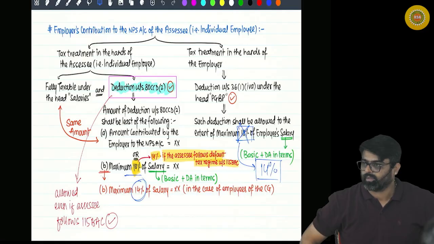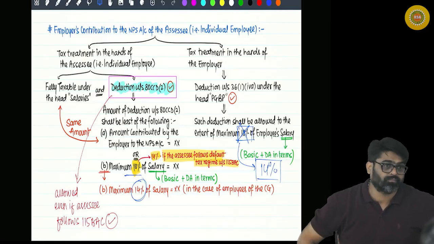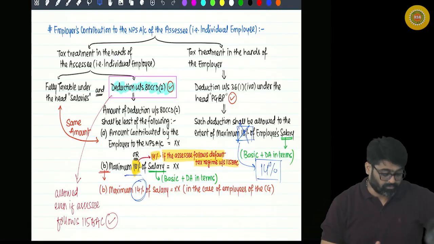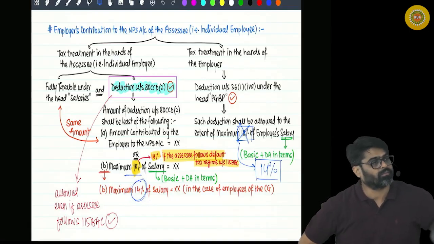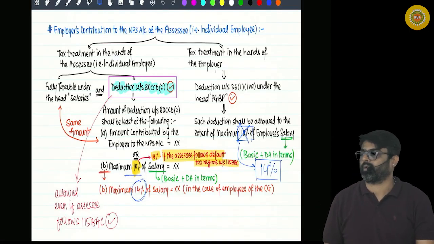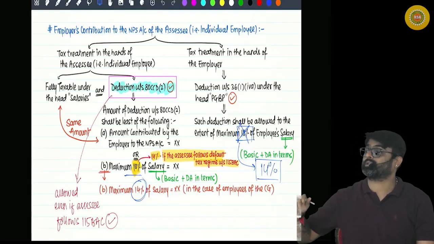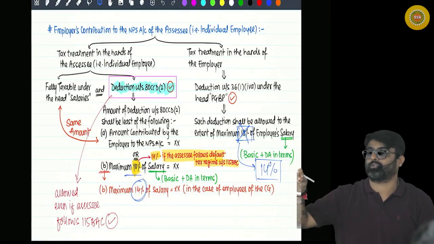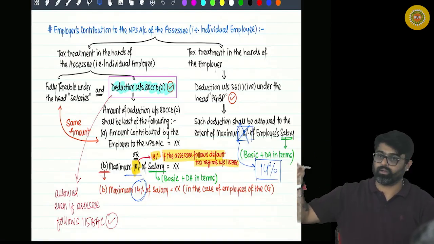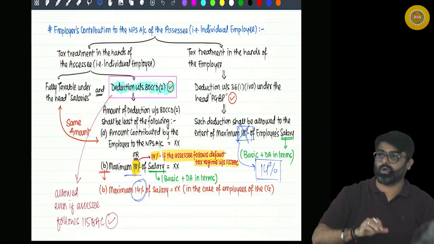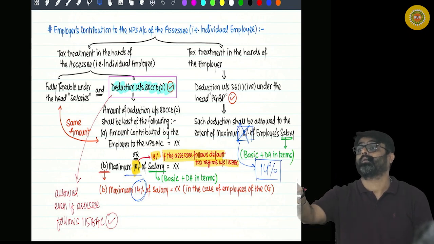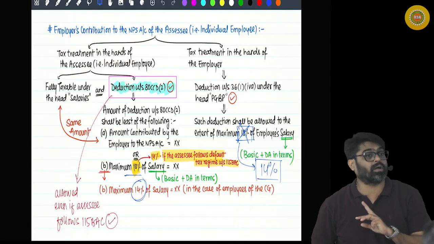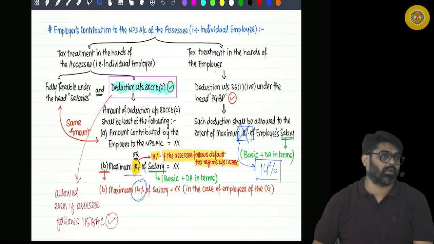But wait. If you are not following 115 BAC, then 10%, and if you are a government employee, then it is 14%. So if you are a government employee, the deduction under 80CCD2 will be available, whether you are following 115 BAC or not, but the deduction will be maximum 14% of salary, because you are a government employee. But what if you are a normal employee?